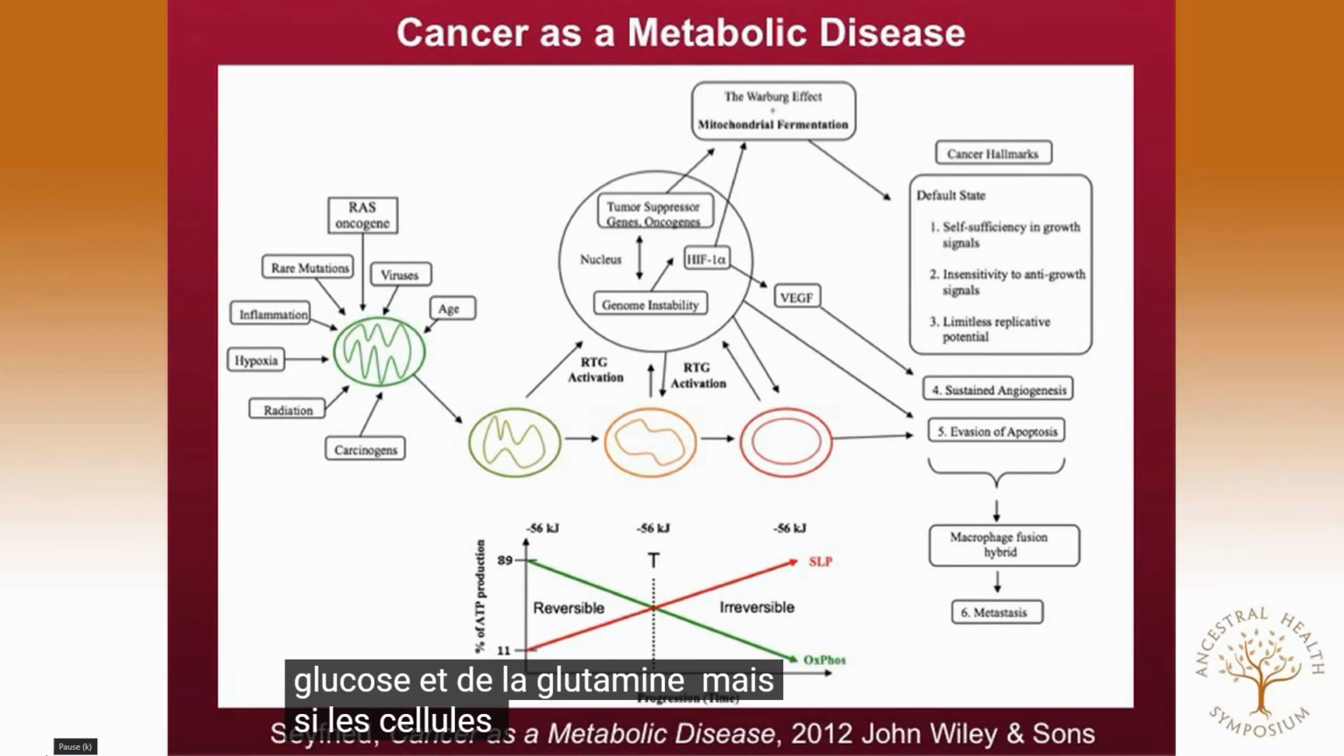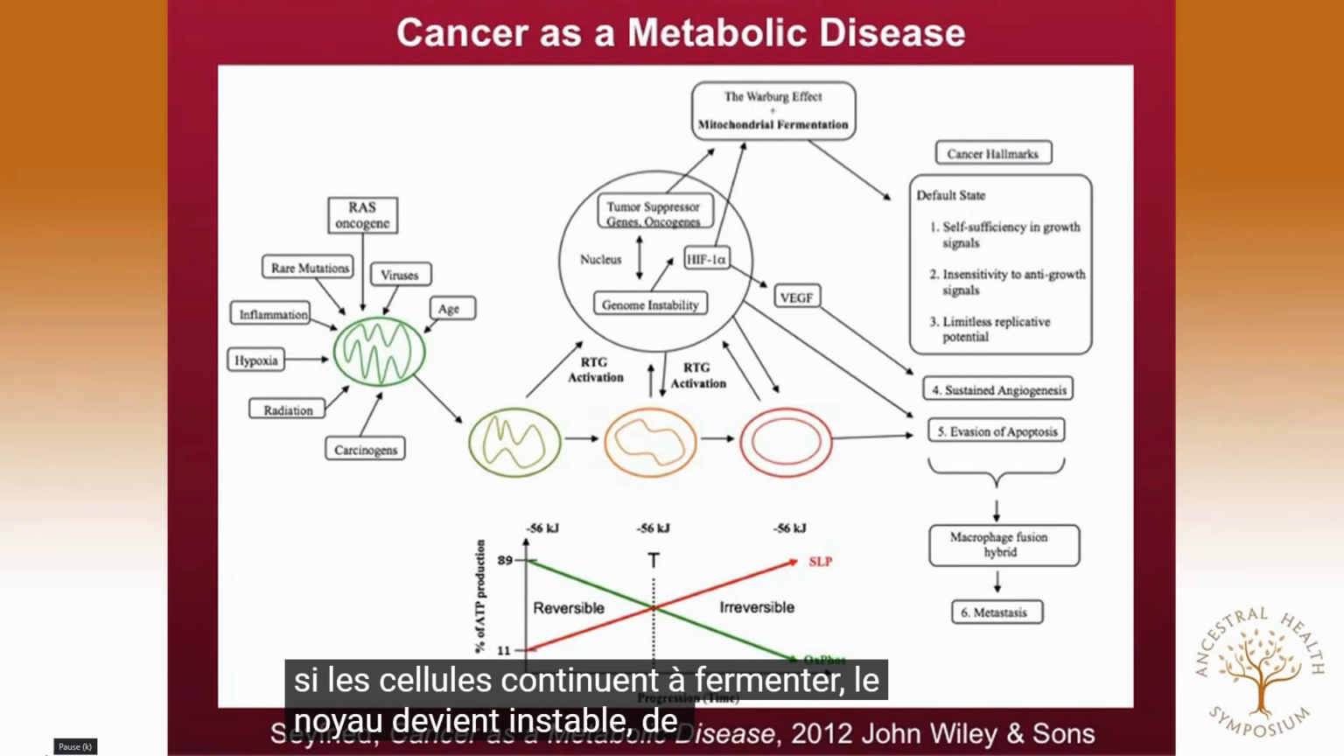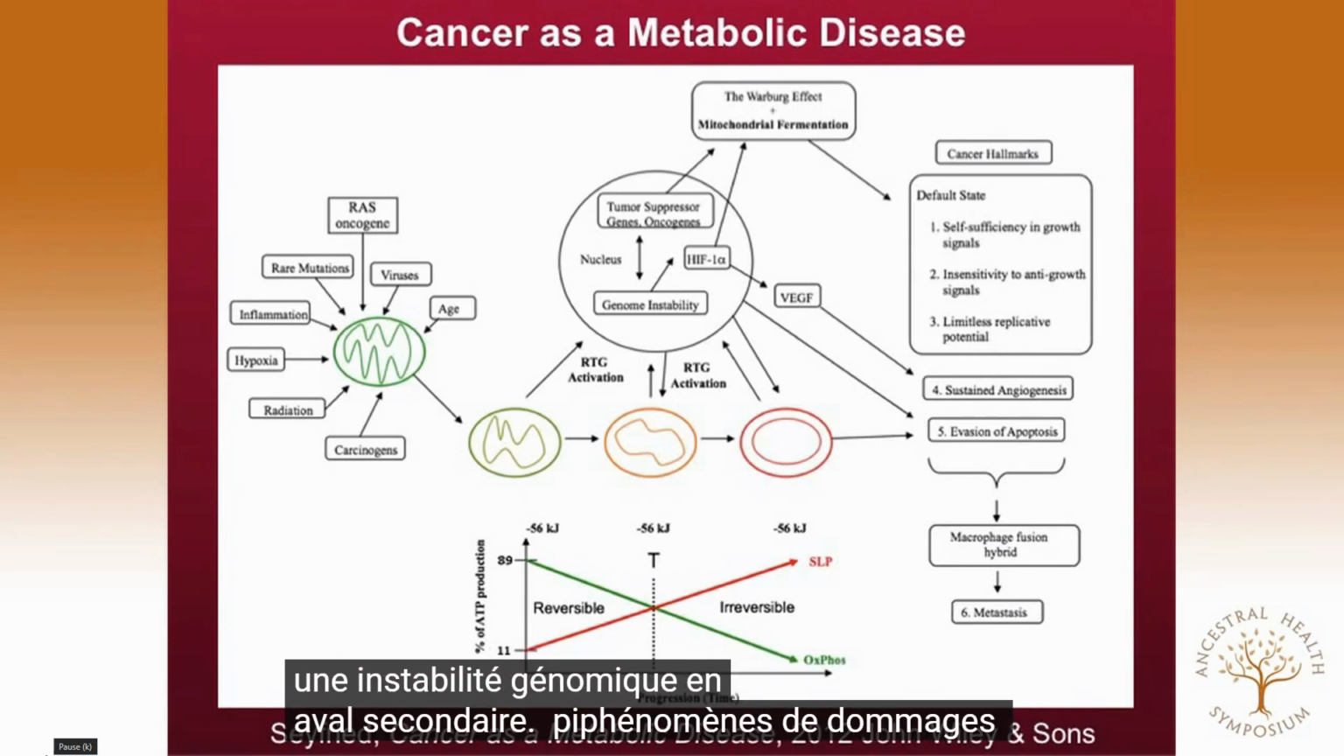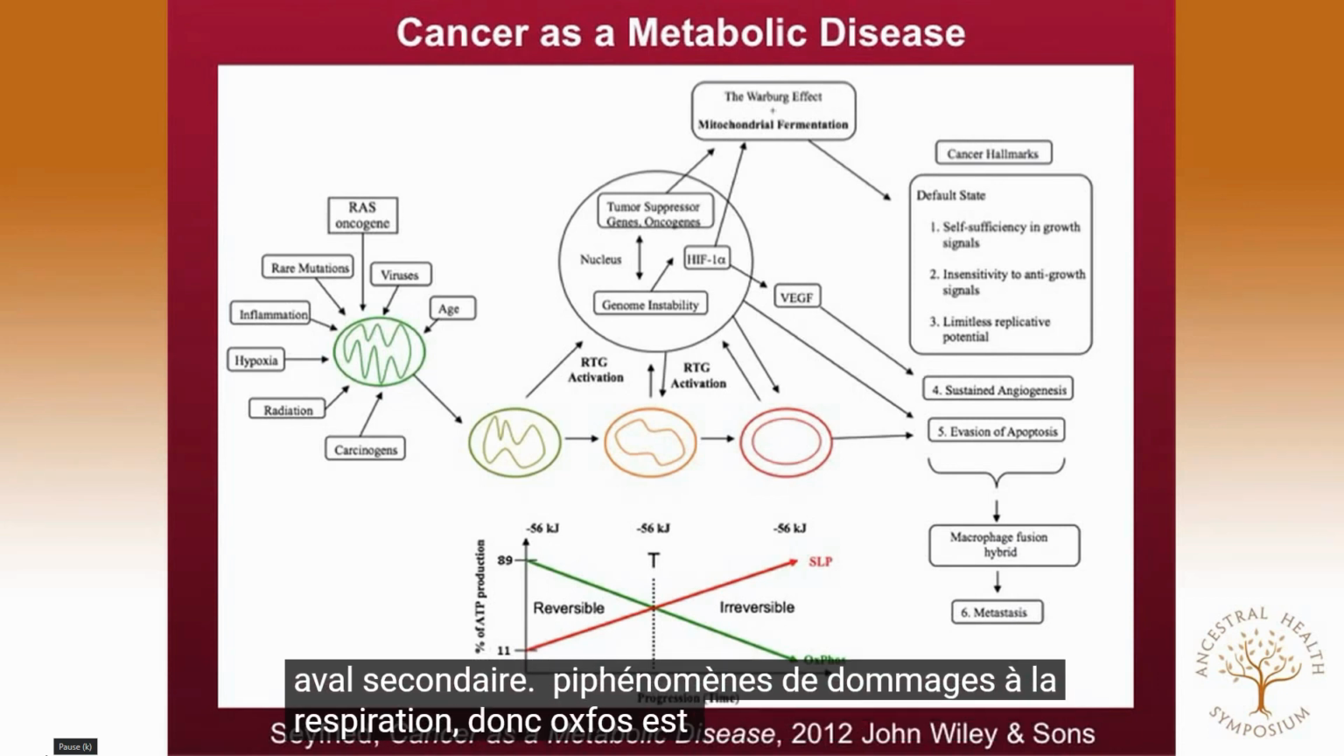But if the cells continue to ferment, the nucleus becomes unstable. So you get genomic instability as a secondary downstream epiphenomenon of damage to respiration. So oxphos is gradually replaced by substrate-level phosphorylation.